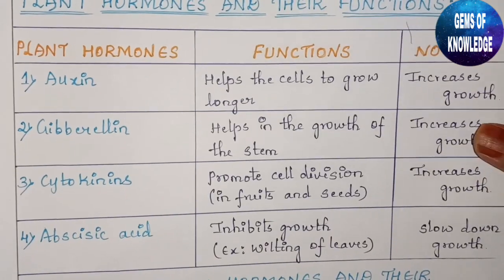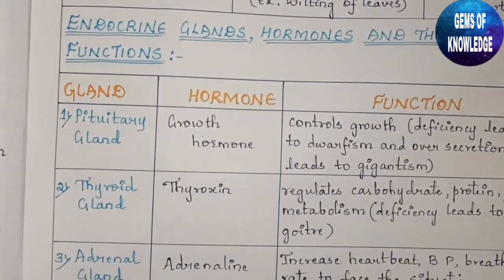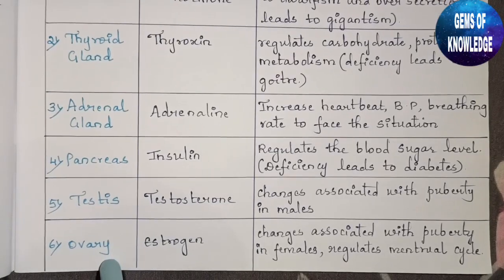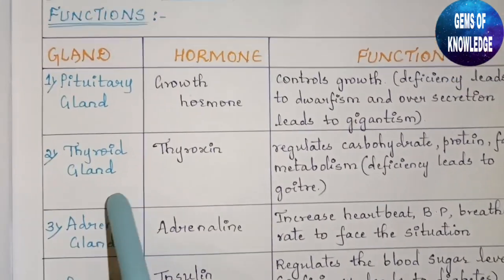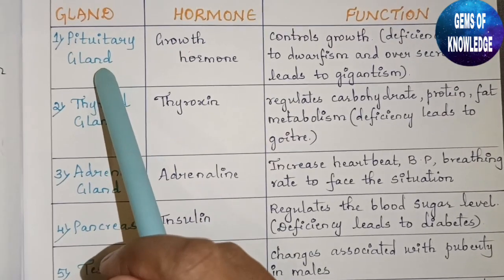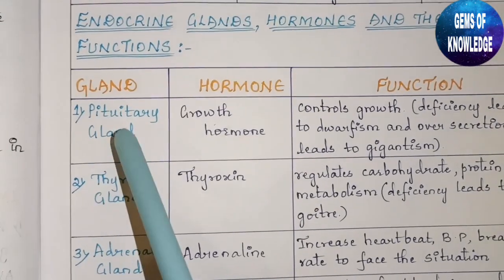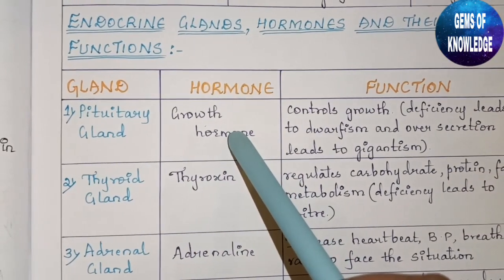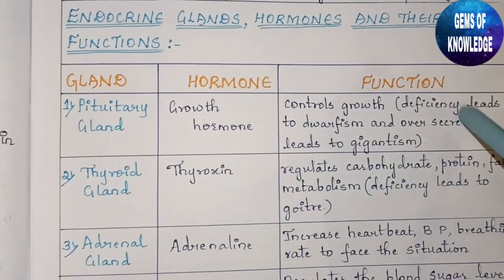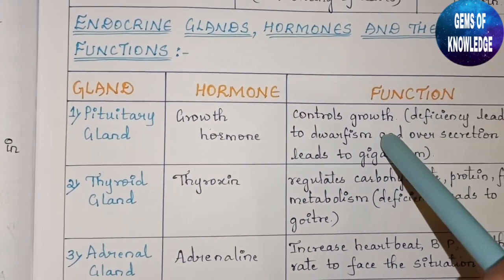Next we will go to the endocrine glands. Okay, so these are the endocrine glands which are present in the human body. The glands present in our body secrete these types of hormones into our body, so that each hormone performs a specific function. So let us see that.